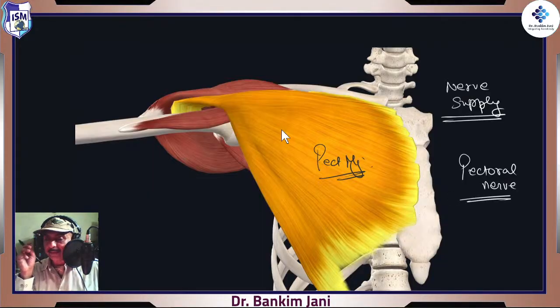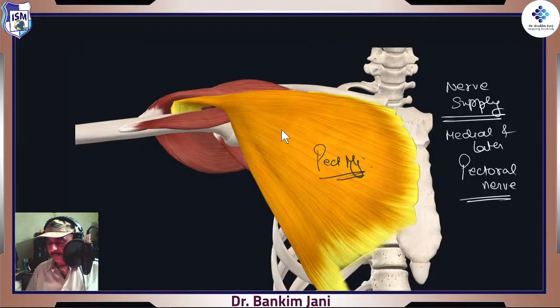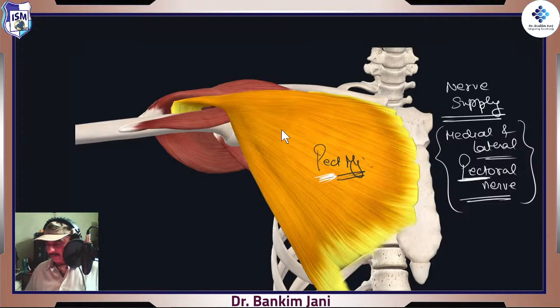Friends, I am creating a small link for tomorrow's topic, because these nerves will be linked tomorrow. So here is the pectoral nerve, and it is the medial and lateral pectoral nerve. They are supplying this pectoralis major. Just remember, as the names are similar, pectoral nerve and pectoralis major, the medial and lateral pectoral nerves will be supplying it.